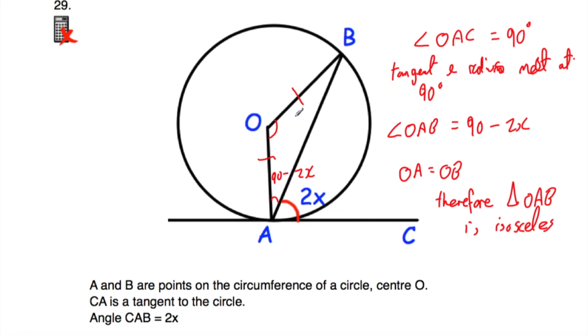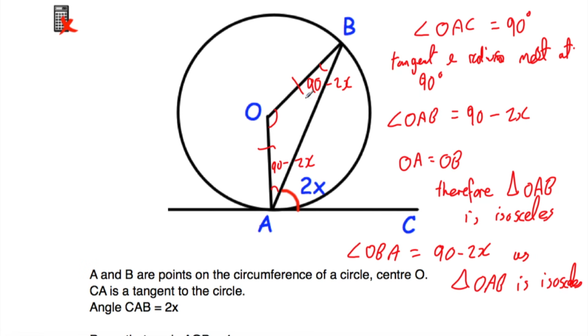So that means that this is an isosceles triangle. And if this is an isosceles triangle, that means the angle up here at the top would also be equal to 90 minus 2x. This angle at the top here. So let's write that down. The angle OBA is equal to 90 minus 2x degrees, as triangle OAB is isosceles. And that's fantastic.